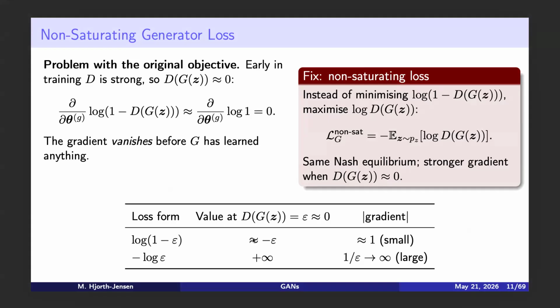And the typical loss form, which you see then, is that when epsilon is close to 0, then you would have a log of 1 minus epsilon. You get a minus epsilon, which is small. And then the log of epsilon can then lead to 1 over epsilon, which is large.